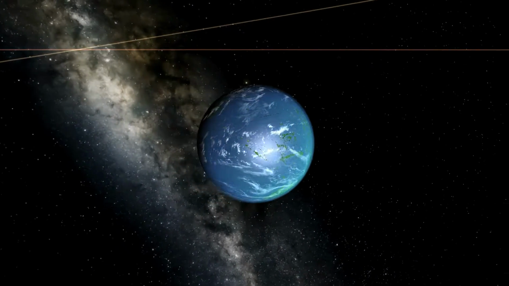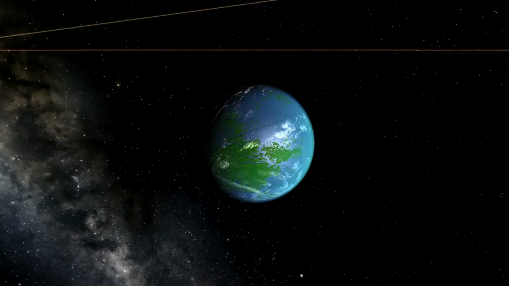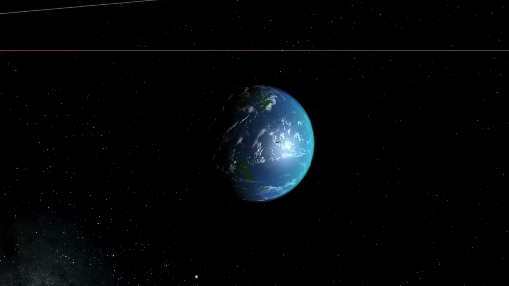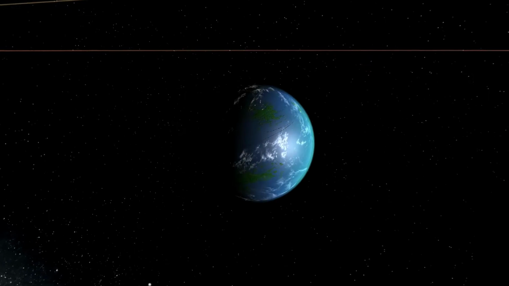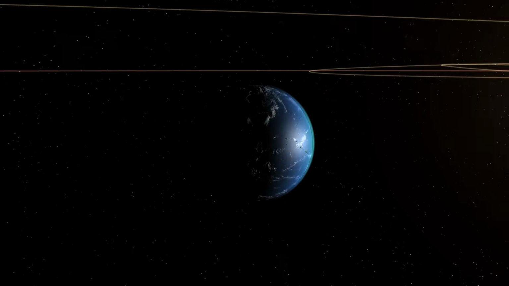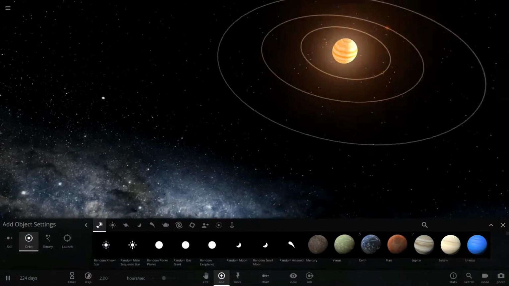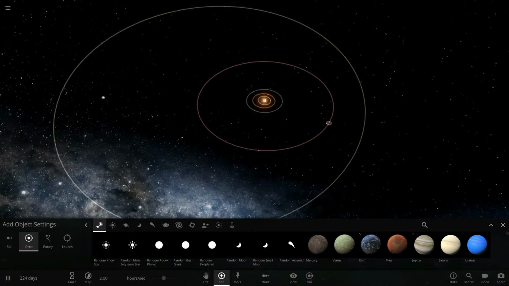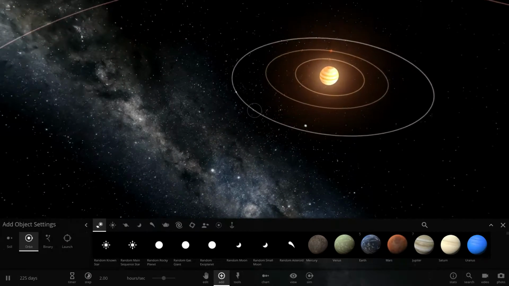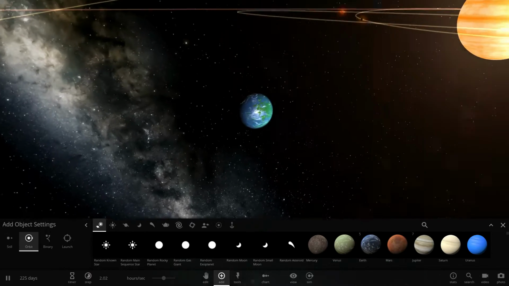Today I want to talk about the different types of solar systems around different types of stars. So what I mean by this is, for example, here I've got this Earth-like world in orbit around a brown dwarf. Now you're probably going to type in the comments, how the hell is this brown dwarf keeping this Earth-like world without freezing?